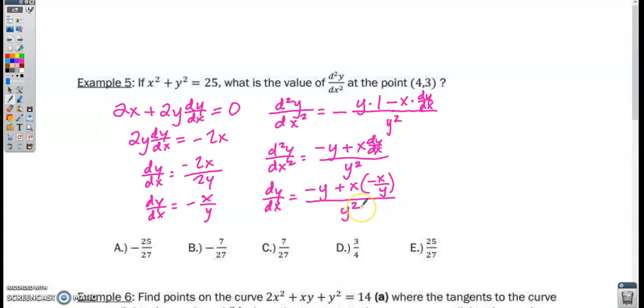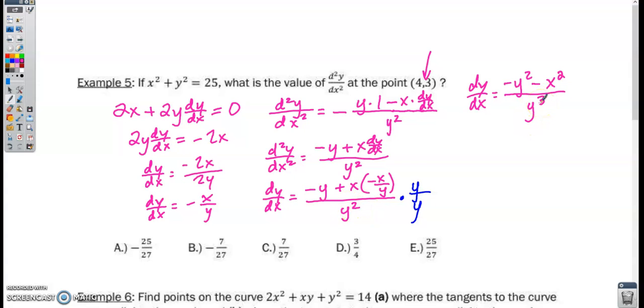all over y squared. Now I have a choice here, and what I certainly can do is just go ahead and substitute this point in here and do the calculations. I'm actually going to keep simplifying this because I want you to get in the habit of being able to do that just in case. So I need to get the y out of this denominator inside the numerator, so I'm going to multiply both numerator and denominator by y, and that gives me d squared y dx squared equals, and then I multiply this term by y, that gives me negative y squared, and I multiply this term by y, and that gives me negative x squared, all over, and I multiply this term by y, which gives y cubed.